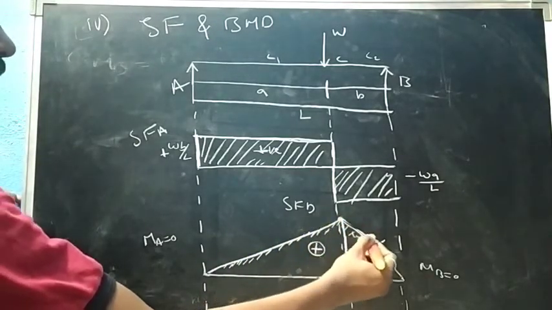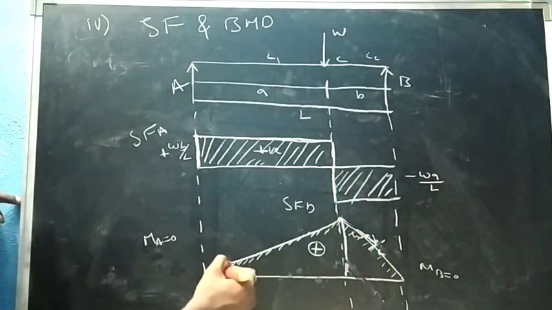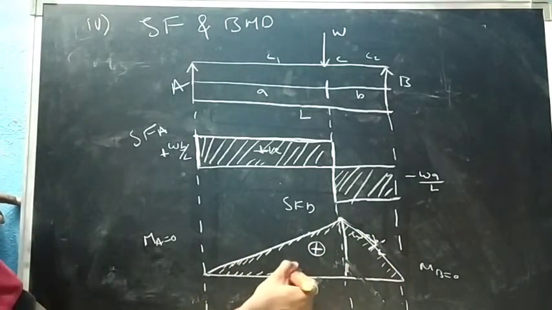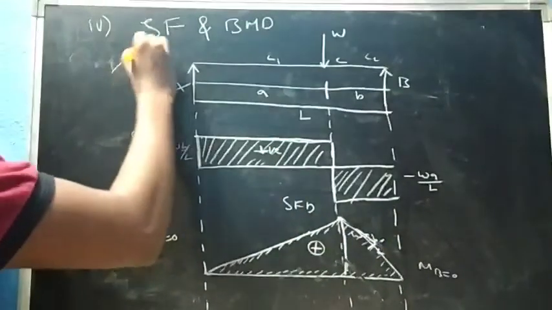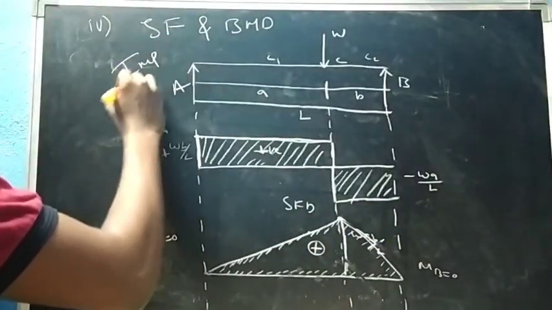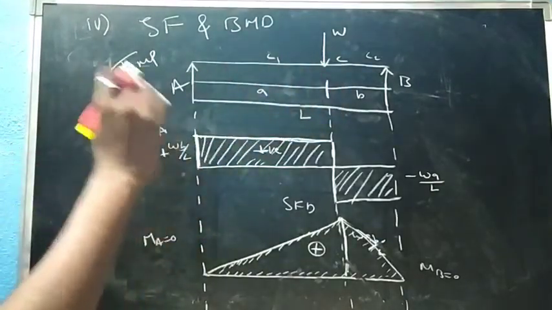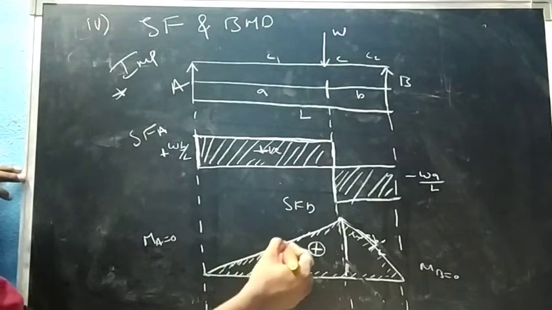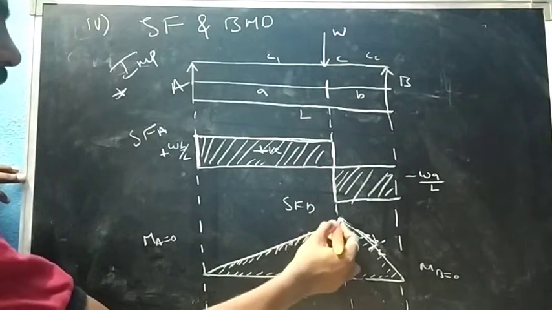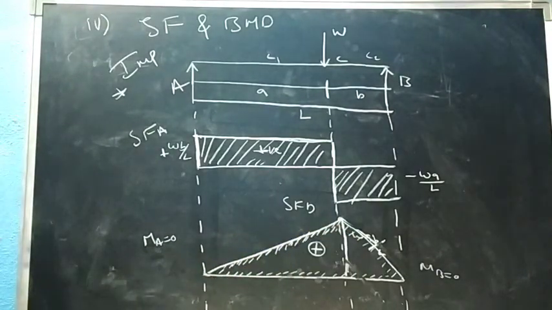So there is no negative bending moment in this case, where the load is acting eccentrically. This is one of the important for exam point of view. Eccentric loading is asked constantly from years. So please make a note that it is very important, right?